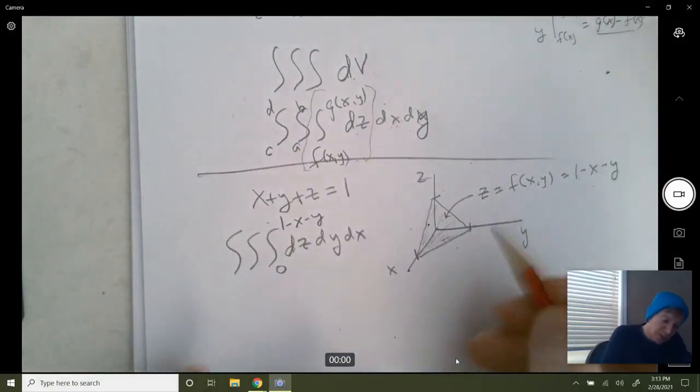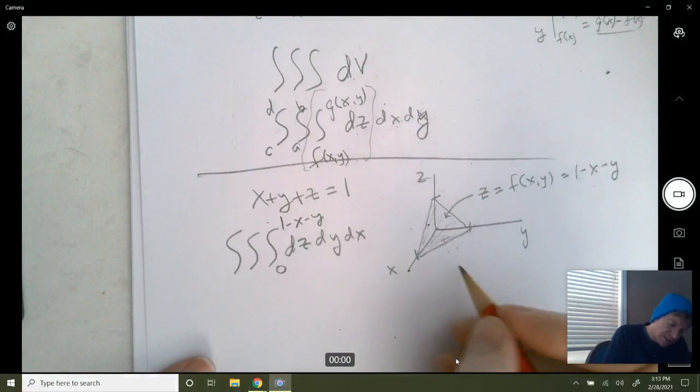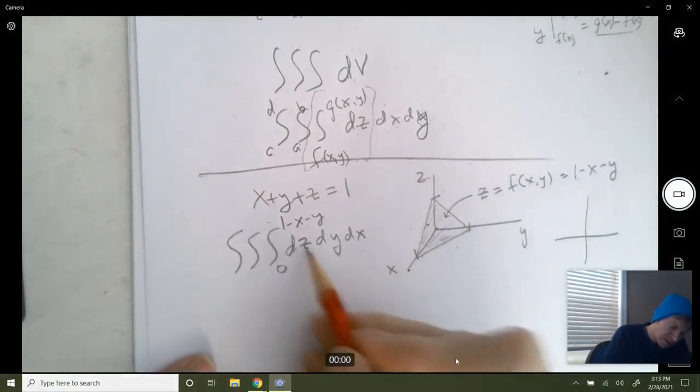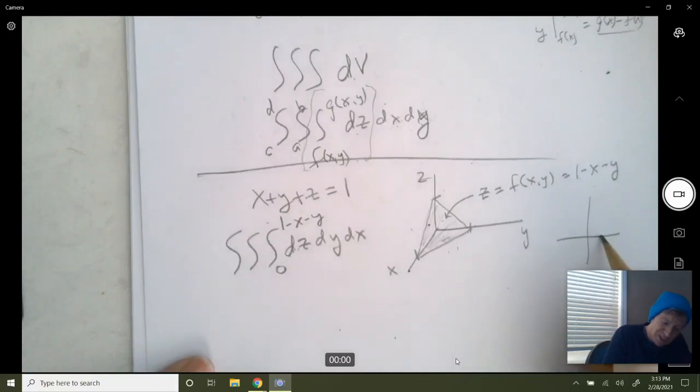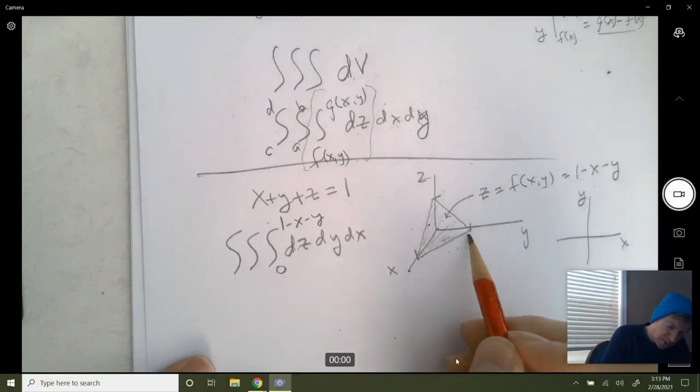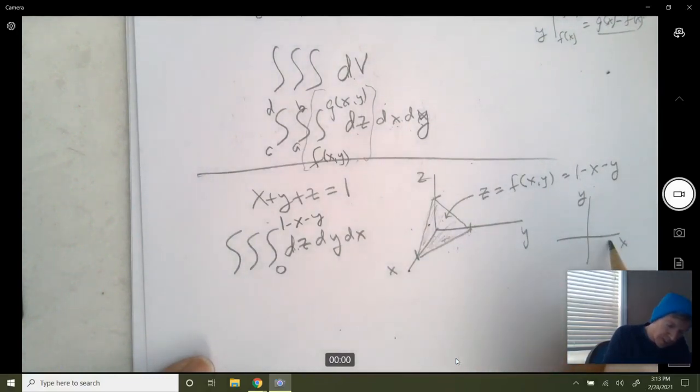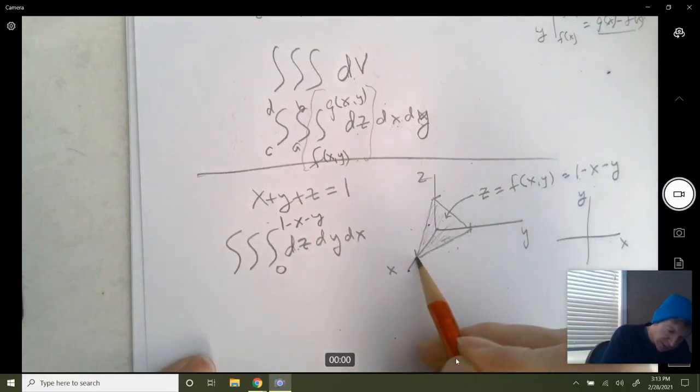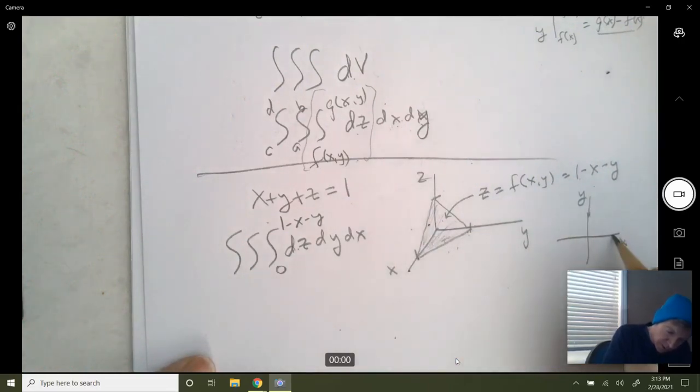Okay, and then we can do the y's next. And when we do the y's next, I always like to redraw this. Since we've done the z's, I'm going to draw what this projection is onto the xy plane. Okay, on the xy plane, we'll do the y's next. We know that this hits 1, positive 1 on both the x and y axes.